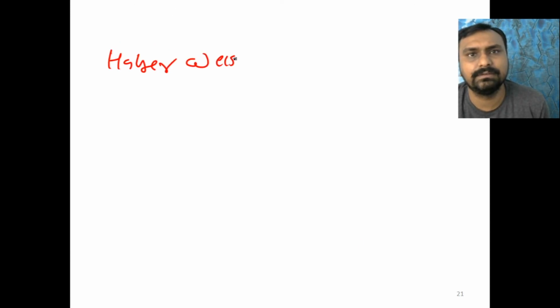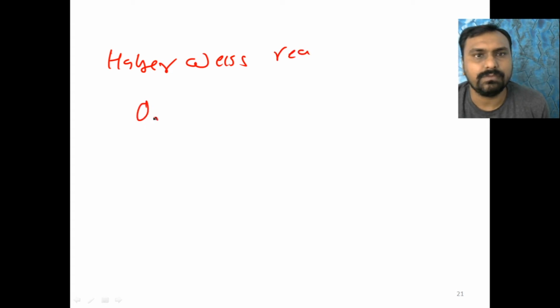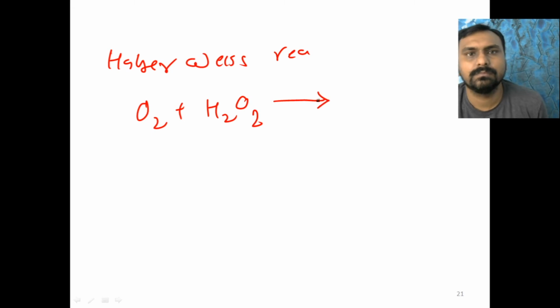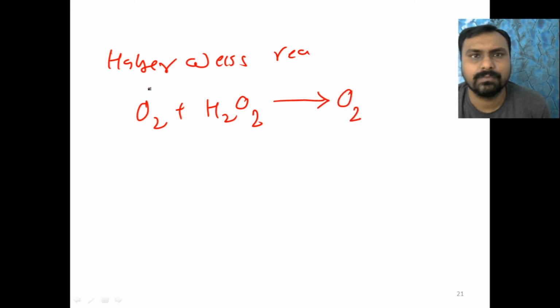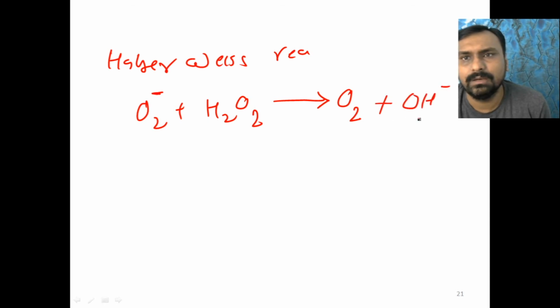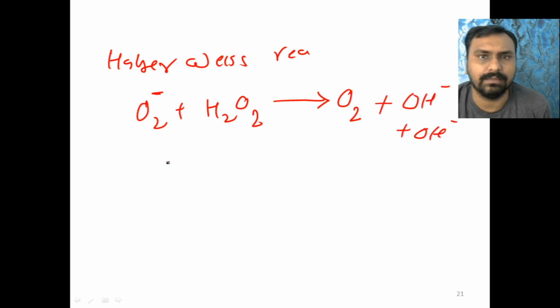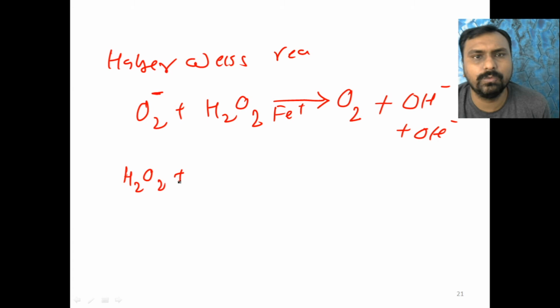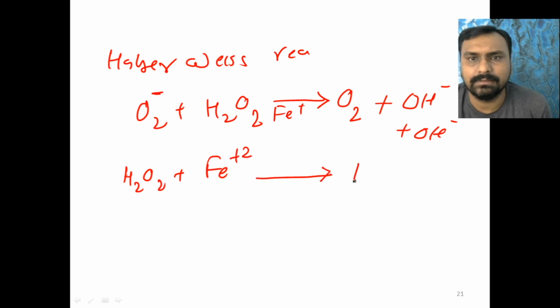In the Haber-Weiss reaction, this superoxide radical is converted to O2 and the free radical hydroxyl, in the presence of iron. While H2O2 plus Fe2+ is converted to Fe3+, OH minus and a free radical.